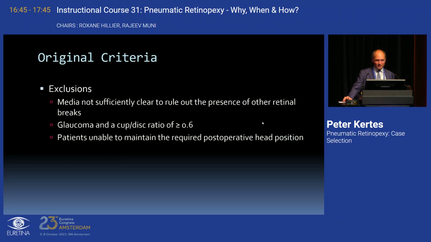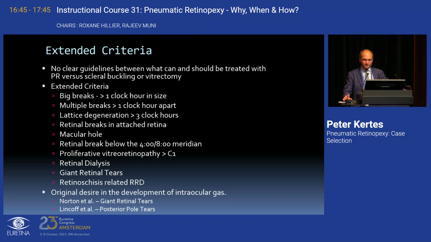In the original pneumatic retinopexy trial, patients were excluded if they had a significant media opacity that made you unable to rule out the presence of other retinal breaks, if they had significant glaucoma with a cup-to-disc ratio greater than 0.6, or if they were unable to maintain the required postoperative head position. So we talk about extended criteria, and this is basically everything else.